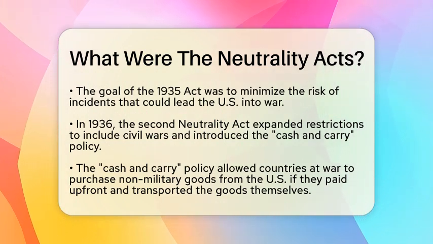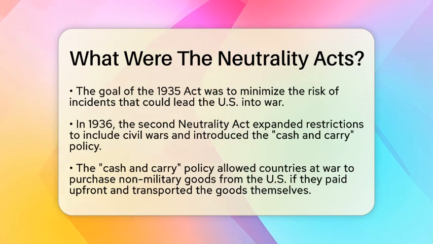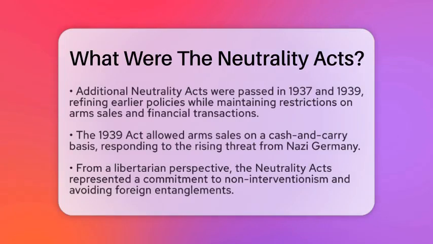The Neutrality Acts continued to evolve. In 1937 and 1939, additional acts refined these policies. They kept restrictions on arms sales and financial transactions with warring nations. However, the 1939 Act allowed for the sale of arms on a cash and carry basis. This change was a response to the growing threat from Nazi Germany and other aggressors.